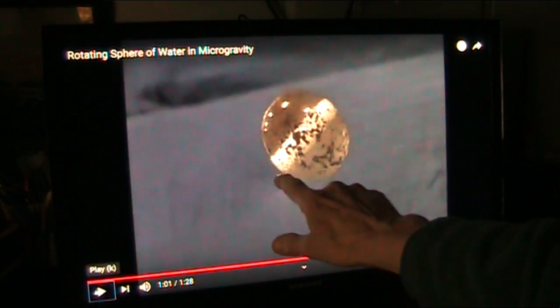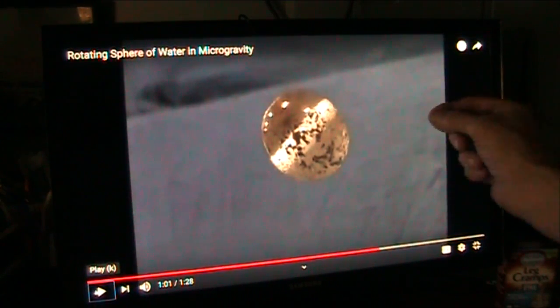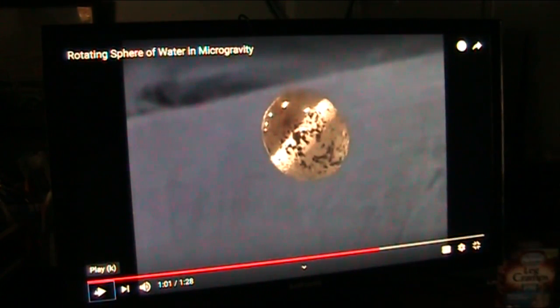My point about the ends is that you're not going to have this big gigantic hole at the end. You're going to have a little tiny siphon going in there.